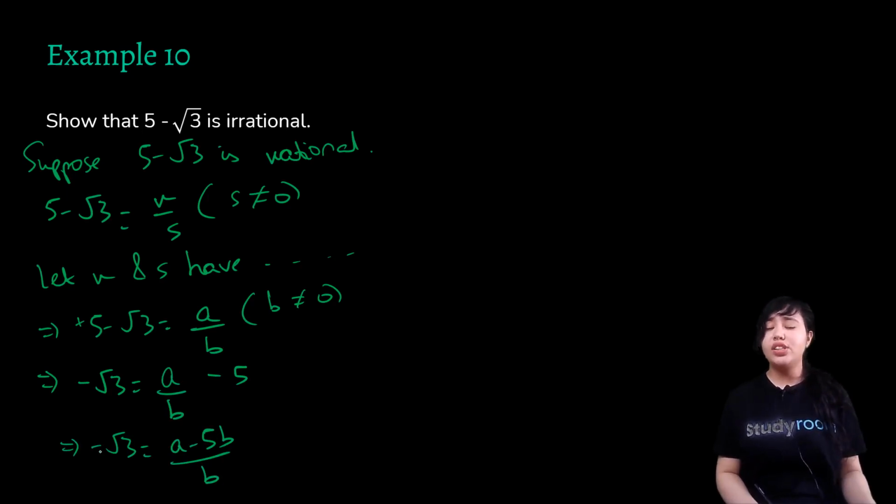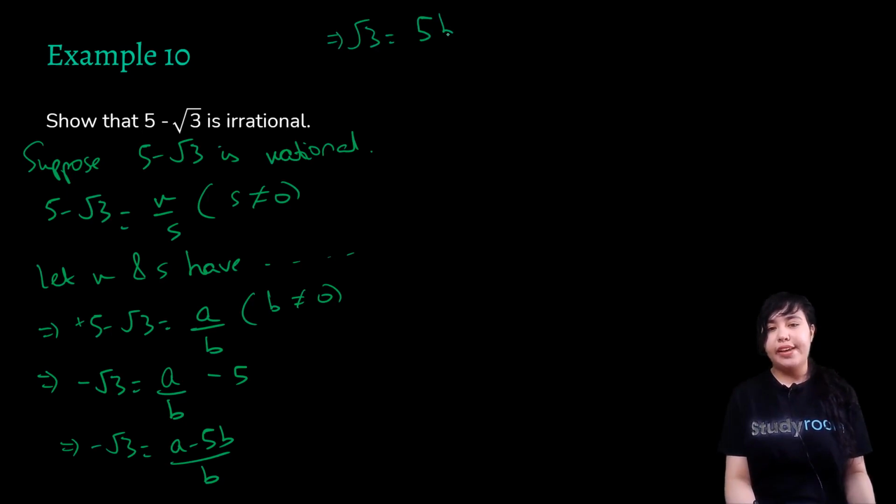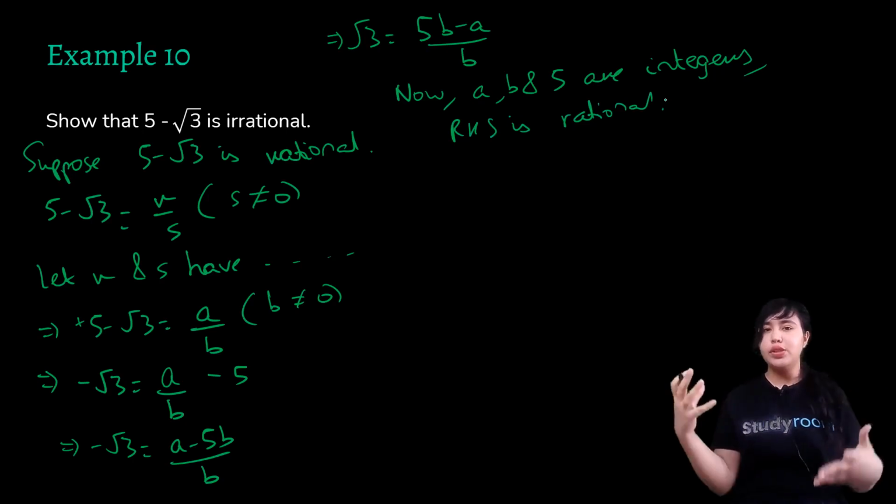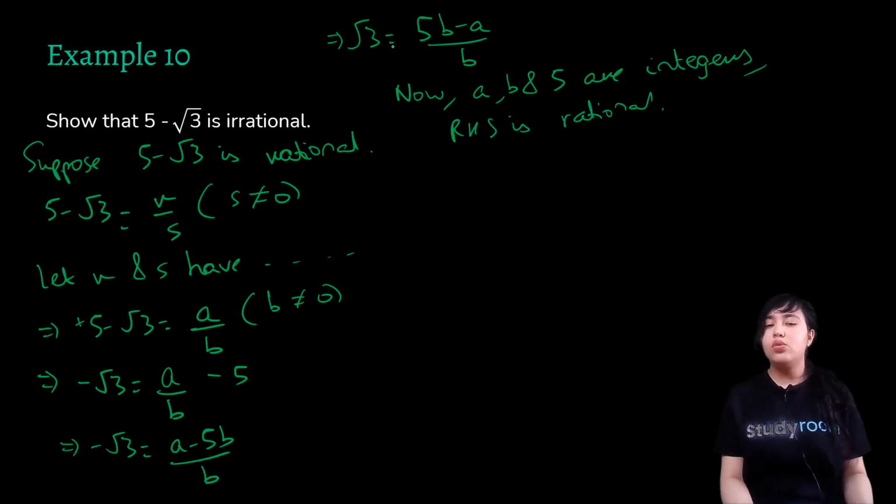And now I want to get rid of this minus sign as well. So you multiply both sides of this equation by minus 1. Then you will get root 3 as 5b minus a upon b. Now a, b and 5, what are they? They are all integers. If they are integers, then RHS is rational because I'm having a fraction of 2 integers. Now because of this equal to sign, it means that LHS is also rational.